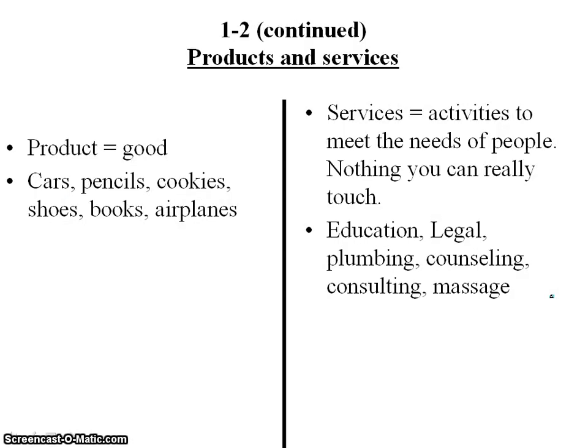Okay, so just got to get some definitions out of the way. One is something called a product. You'll often hear me say the word good. It's the same thing. It's things that we can tangibly, meaning we can touch and feel and see, things that you spend money on, things that we purchase and buy. So you'll often hear me say the word product, but I'll sometimes slip over and say the word good.